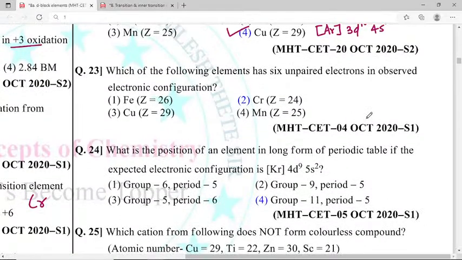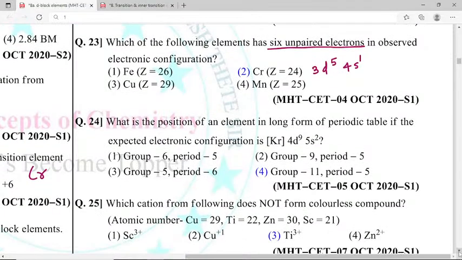Which of the following elements has 6 unpaired electrons in observed electronic configuration? So 6 unpaired electrons is 3d5 4s1. 3d5 4s1 has 6 unpaired electrons. 3d5 has 5 unpaired electrons, 4s1 has 1 unpaired electron.